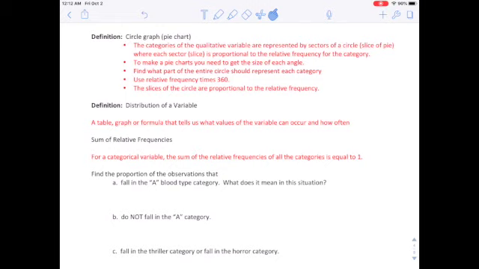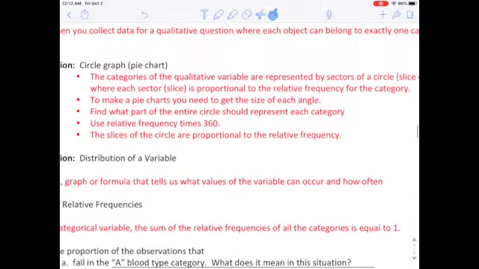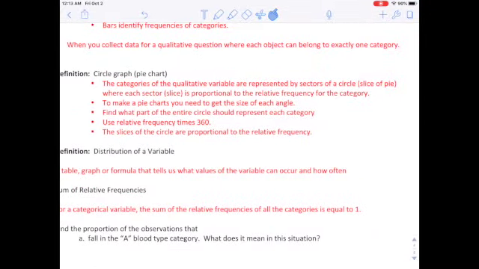Okay. So on the definition, a circle graph is a pie chart, sometimes we call it. The categories of the qualitative variables are represented by sectors of a circle, which is a slice of pie, which is a percentage, where each sector or slice is proportional to a relative frequency. In this case, finding the fractions and finding the decimal and changing it into a percentage for the category. Let me say it one more time. Finding the fractions, finding the decimal, and finally finding the percentage.